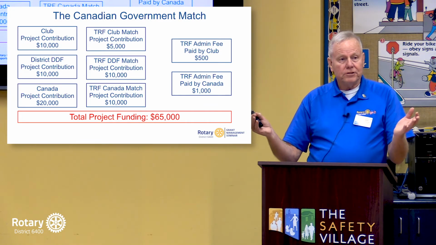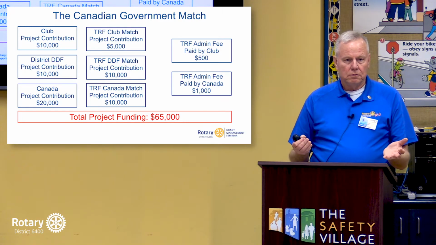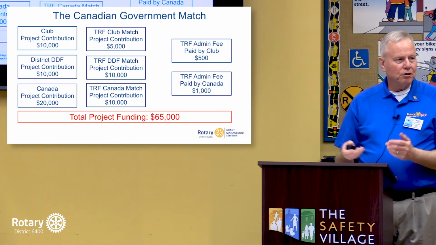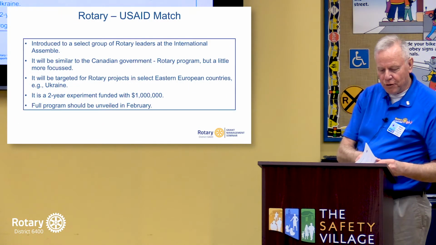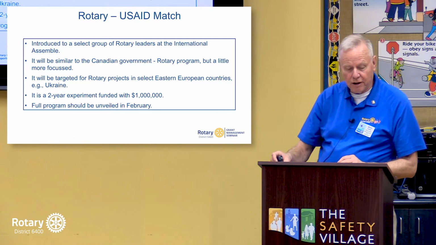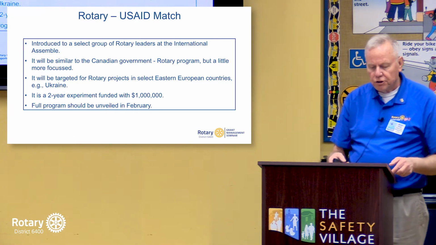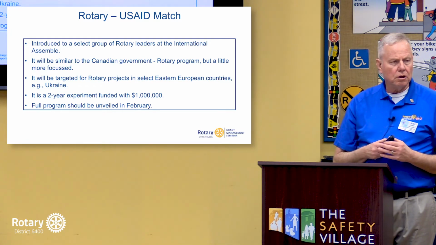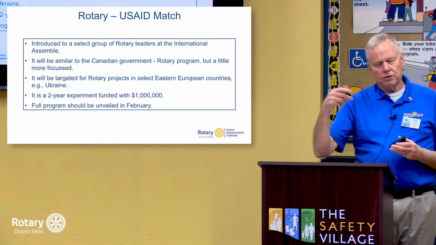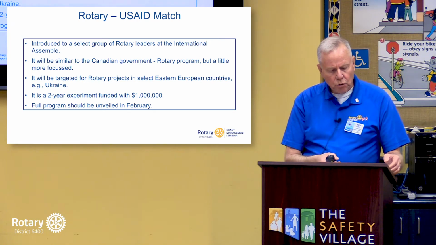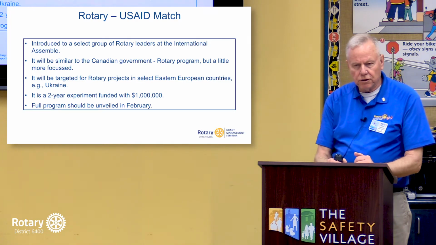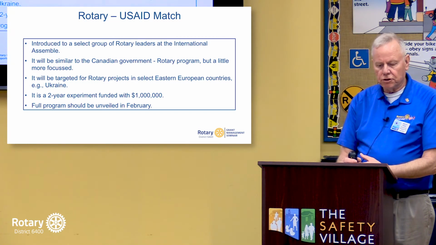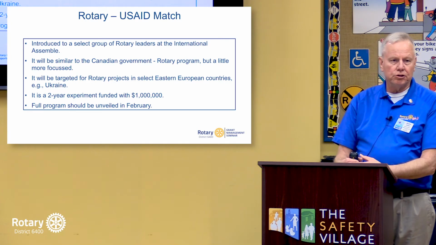And that's all they talked about was how to get government money. It's your tax dollars at work to help Rotary. So we suddenly learned something we never learned before. The U.S. government, I don't know if they just decided to or how this came about, but it's a new program. USAID is a quasi-governmental entity, United States international development, and what they've put together with our leaders in Evanston is a similarly structured program, but it's a 2-year experimental program and limited to Eastern Europe.